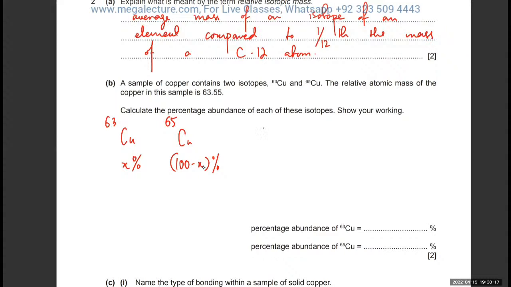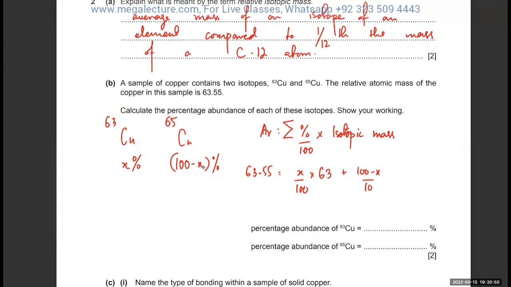How do you calculate the Ar of an element? It's the percentage abundance of the isotope times the isotopic mass, and you sum all of them up. So basically we have the Ar, which is 63.55. I know what the average is. So the first one is X over 100 into 63 plus 100 minus X over 100 into 65. I need to solve this.